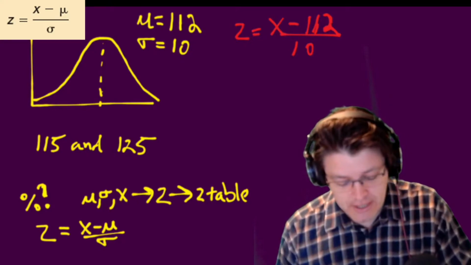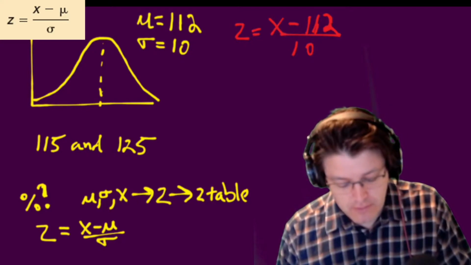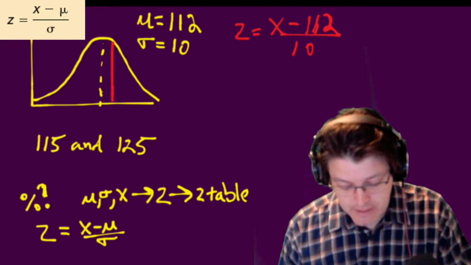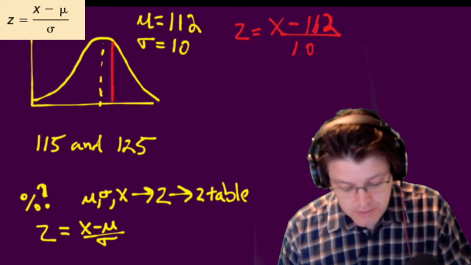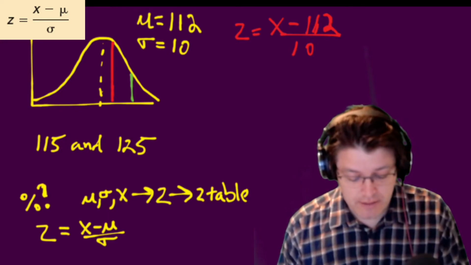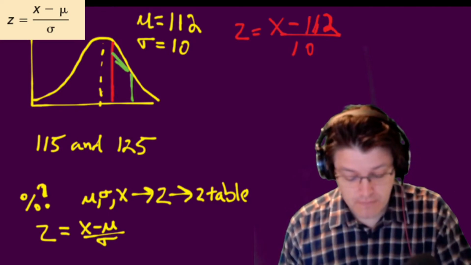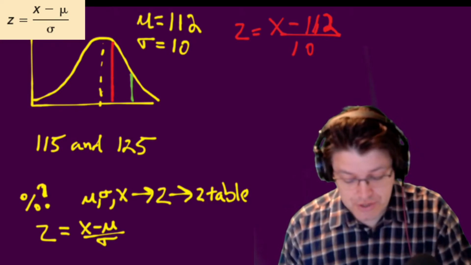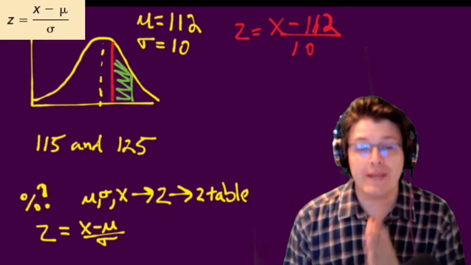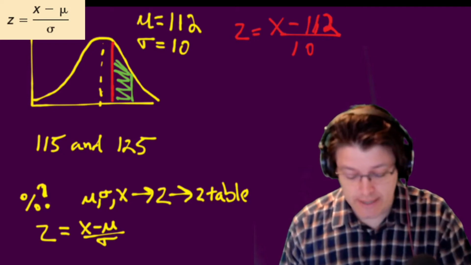So what we're interested in is the range between 115 and 125. Okay, there's a certain percent of likelihood that falls in here. And we're interested in the area in between. So we need the z-score for both of these. So let's go ahead and calculate that.